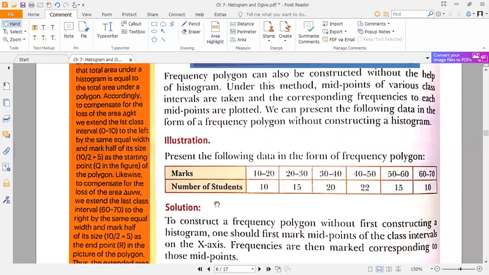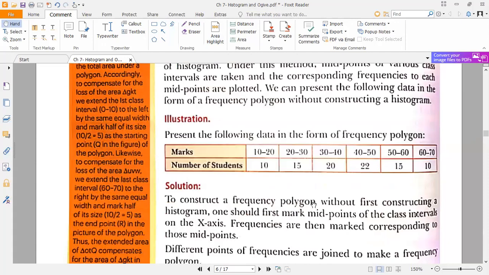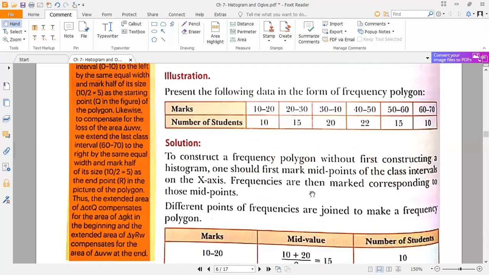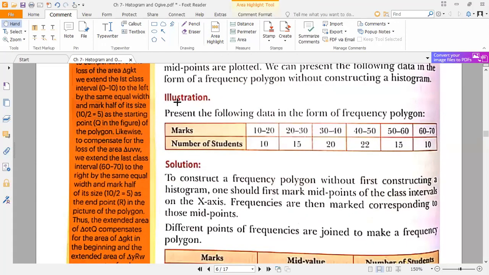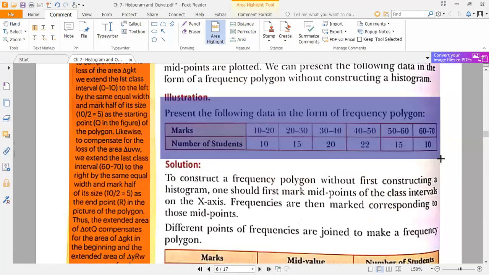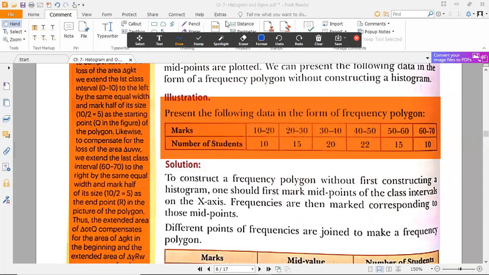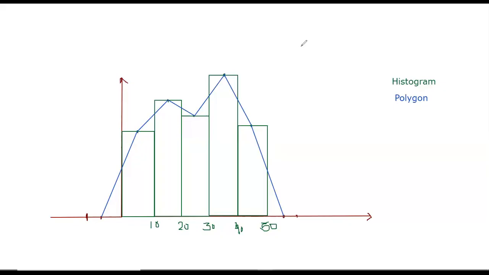The next is frequency polygon without constructing a histogram. This is the question that we'll be doing. Now, for constructing the polygon without the histogram, what you will be doing, instead of making the histograms, see this over here. You have got what? You have got the midpoints. You have got the midpoints covered.